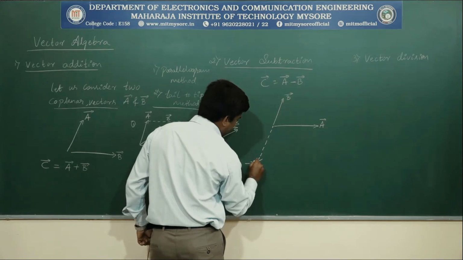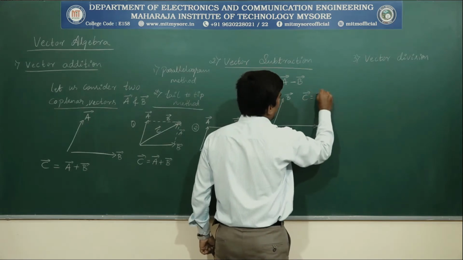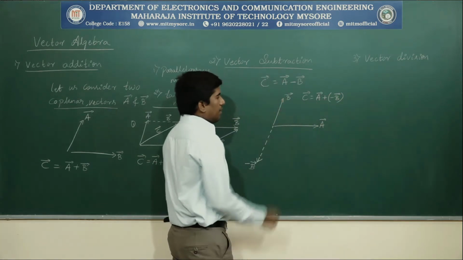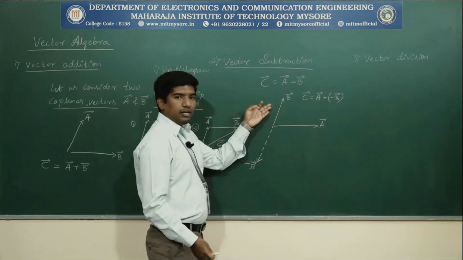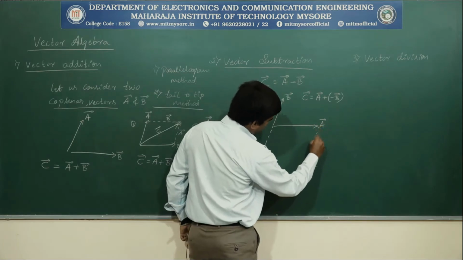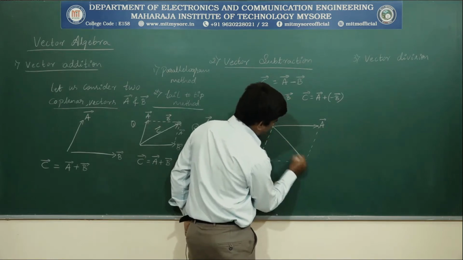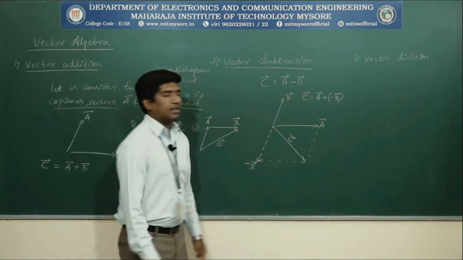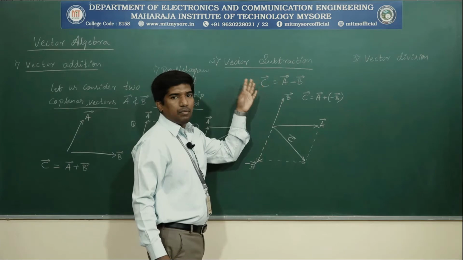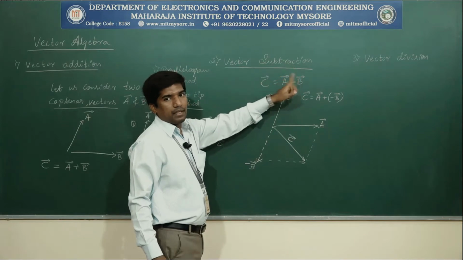This is minus B. This expression can be rewritten as C is equal to A plus of minus B. Minus B represents the same magnitude with opposite direction. Then the resultant, by using the parallelogram method, is in this fashion. C is equal to A minus B. Got it? This is how we can perform the subtraction operation. In the subtraction operation, the negative sign shows its direction. Keep that in mind.